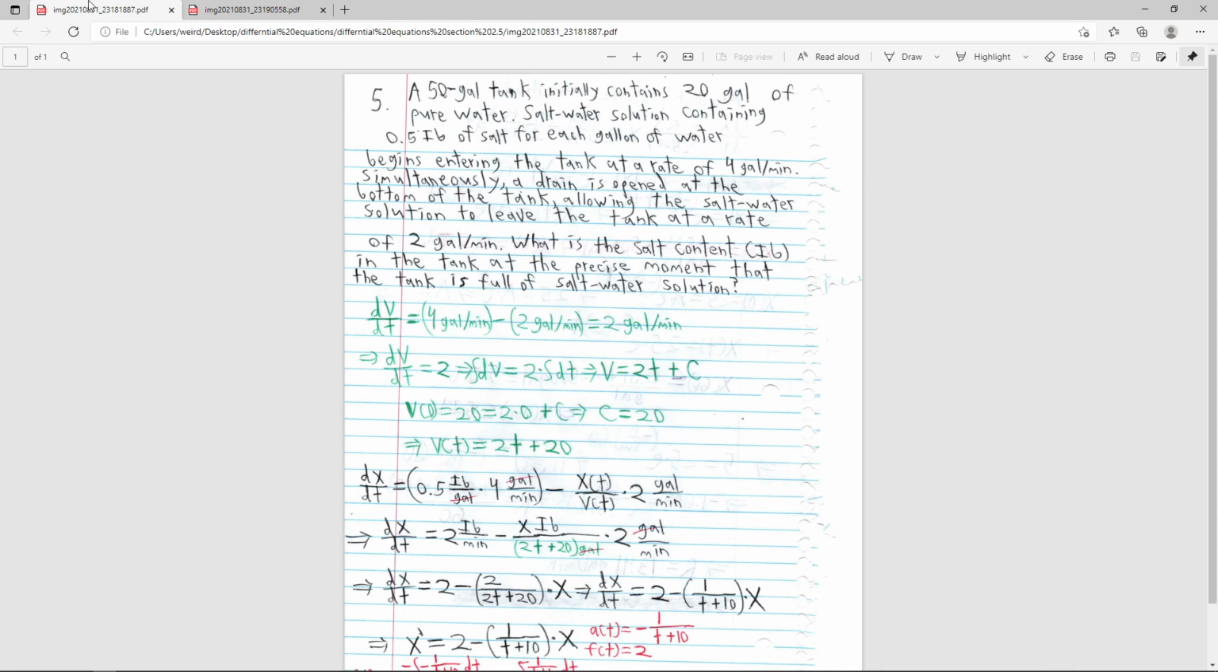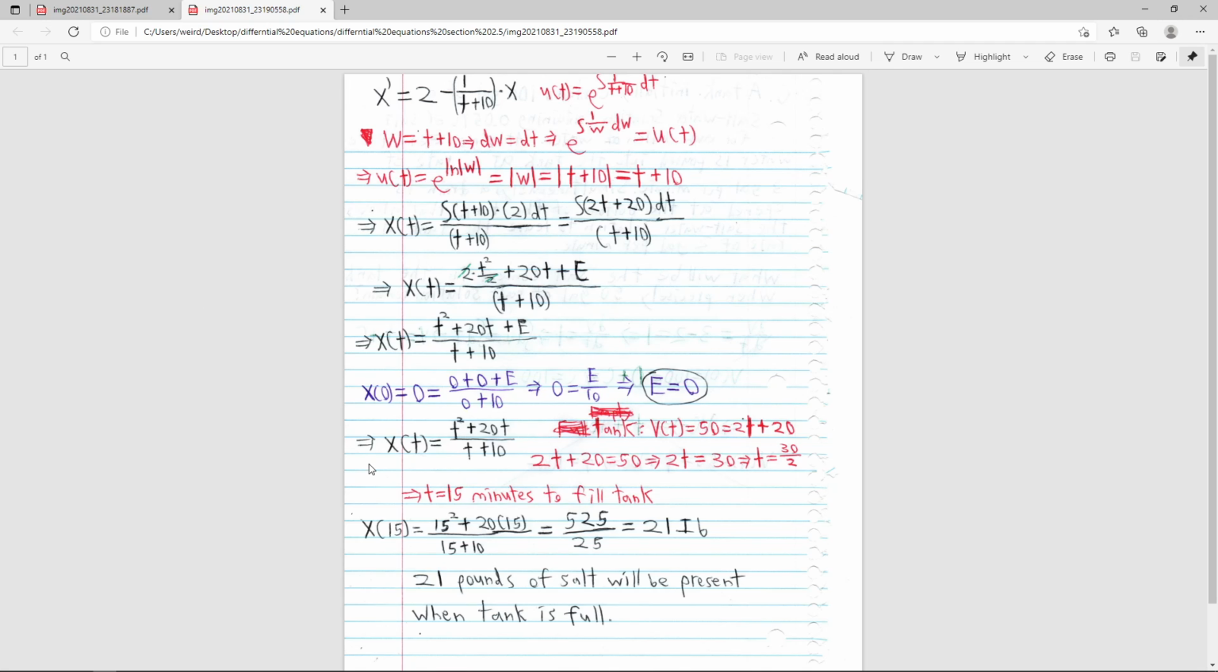And what we want to know is, what is the salt content in the tank at the precise moment that the tank is full of saltwater solution? So x of 15 is equal to 15 squared plus 20 times 15 divided by 15 plus 10. You end up with 525 divided by 25, which is equal to 21 pounds. And that's the answer. 21 pounds of salt will be present when the tank is full.